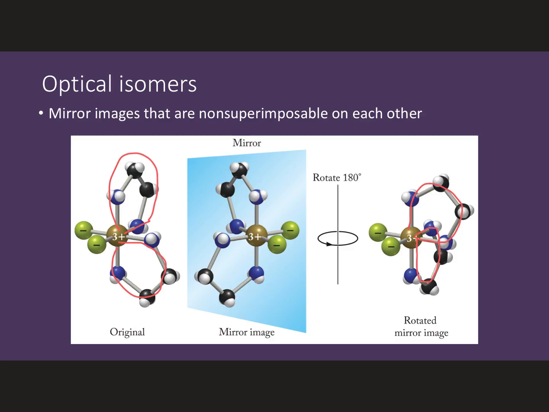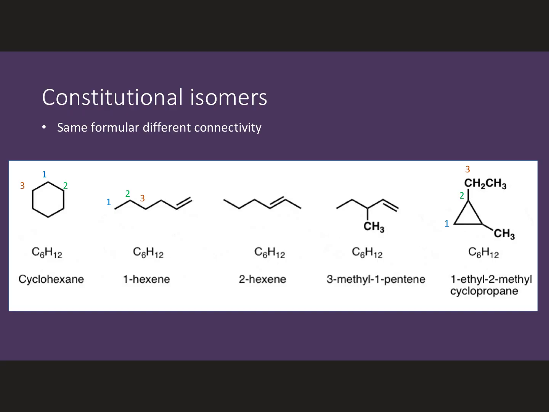So again, two species that are not superimposable, even though they're mirror images of each other, therefore they are optical isomers. Constitutional isomers are something else that you're probably pretty familiar with from orgo. This is where we have same formula but different connectivity. Good examples here below. The family of C6H12 isomers, like cyclohexane, 1-hexene, 2-hexene. We can look at now making like 3-methyl-1-pentene, etc.